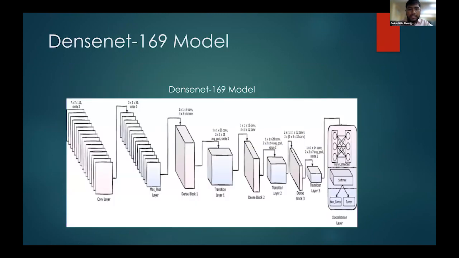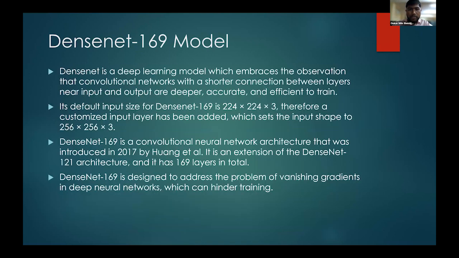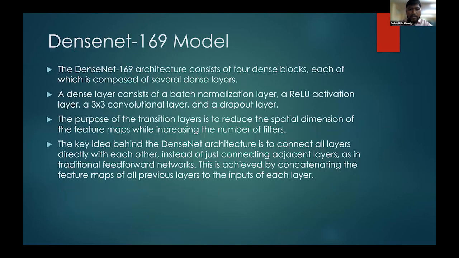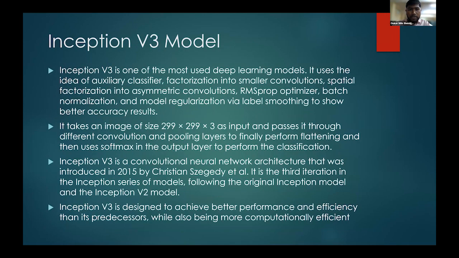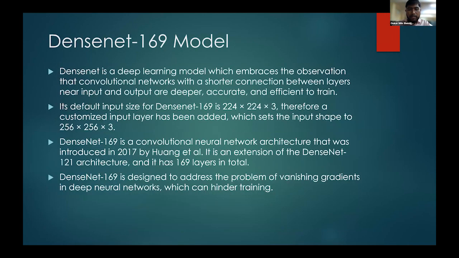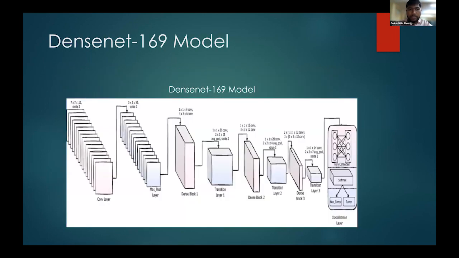So this is the DenseNet 169 model. This is the first model that I applied. Actually, we applied different models on this data set, but the three best models for the ensemble were DenseNet 169, Inception V3, and Xception. These three models gave us the best results for the ensemble. That's why we use these three models. So this is the DenseNet 169 model.